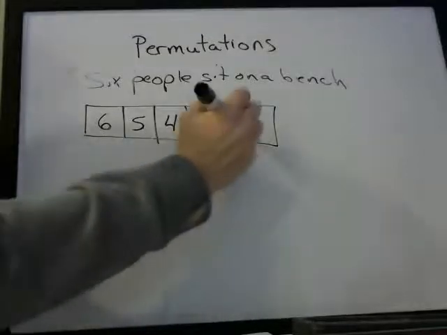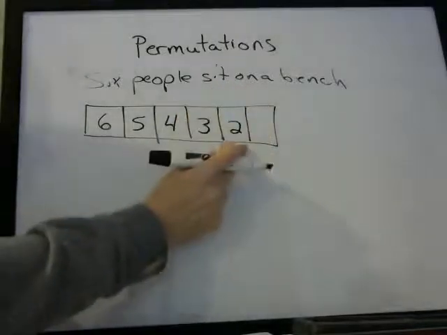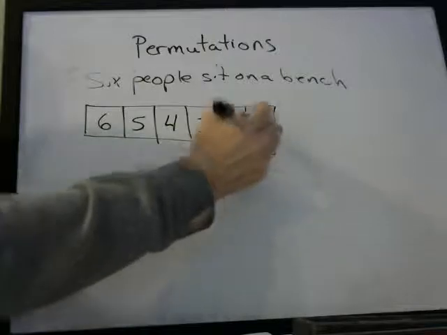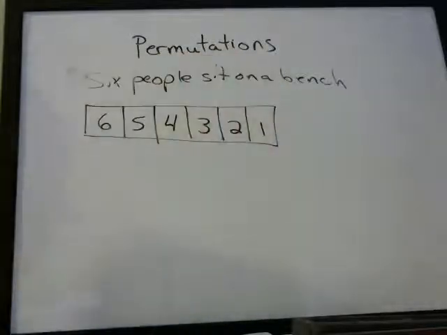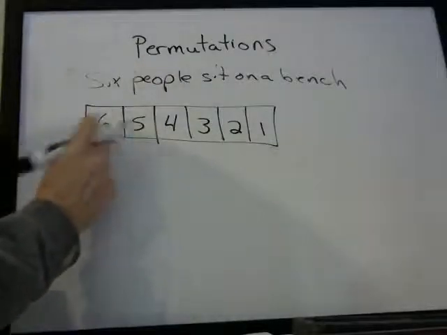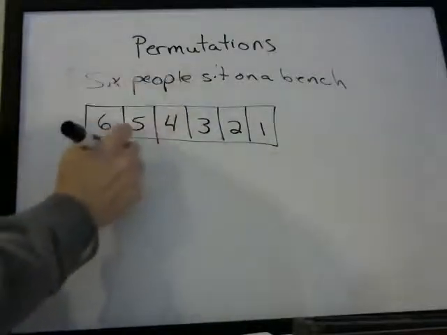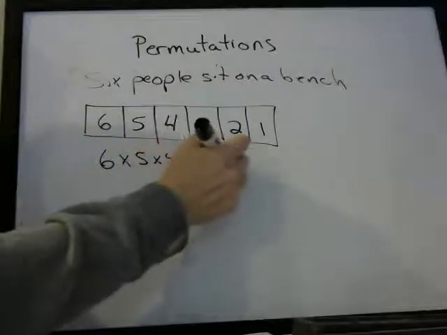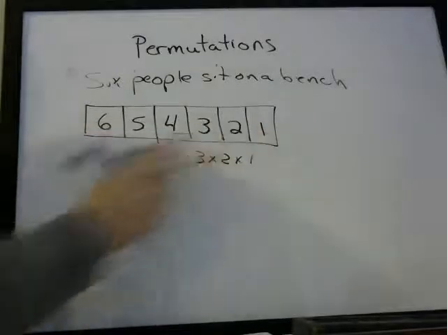Now there's only 2 people left. So there's 2 possibilities of someone sitting in that spot. And then there's only 1 person left standing, and he or she has to sit in the last spot. So how many ways can 6 people sit on a bench? 6 times 5 times 4 times 3 times 2 times 1. You just multiply it together.